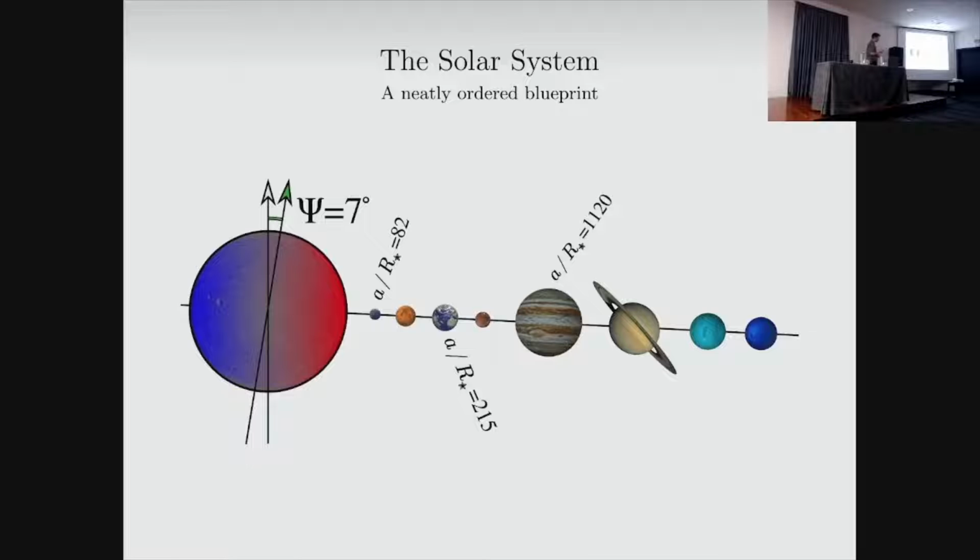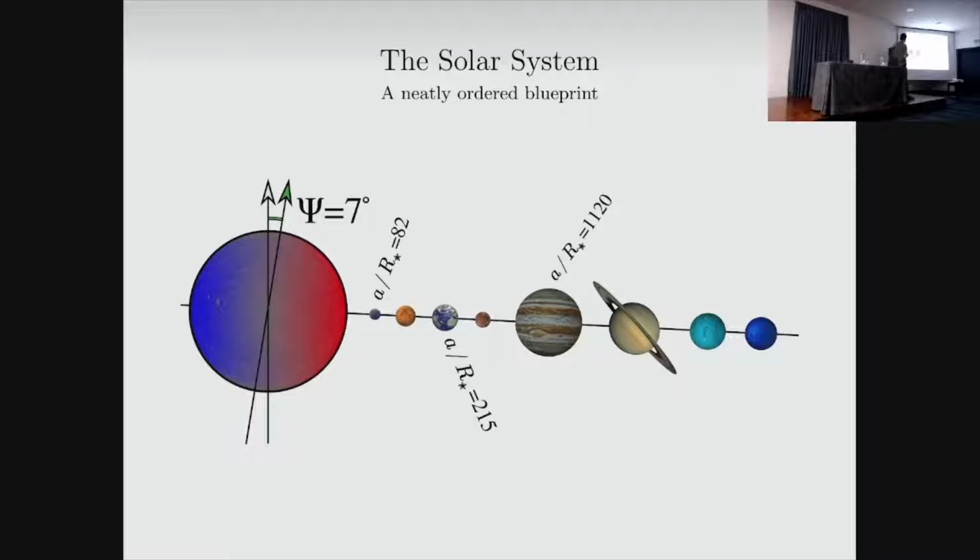And what are the characteristics of the solar system? Well, it's a neatly ordered system. We have these planets here, and their orbits are mostly circular. We have the smaller rocky planets close in to the star, but not super close. You can see Mercury here is at an orbital separation of 82 stellar radii for this system. And then much further out we find these gas giants. Jupiter is some 1100 a/R-star away from the sun here.